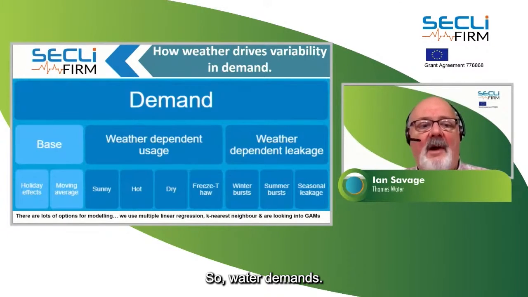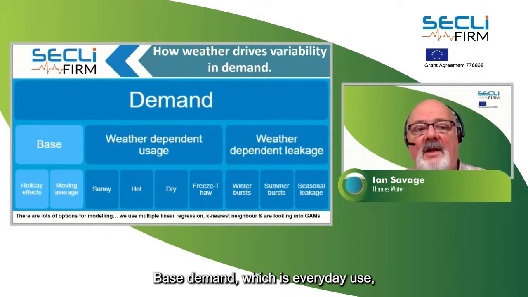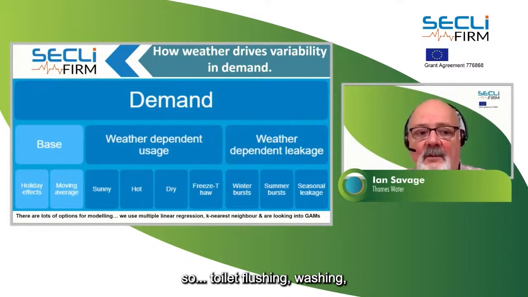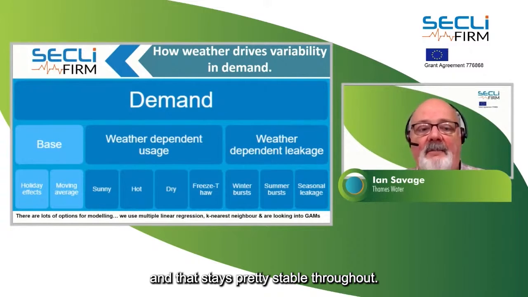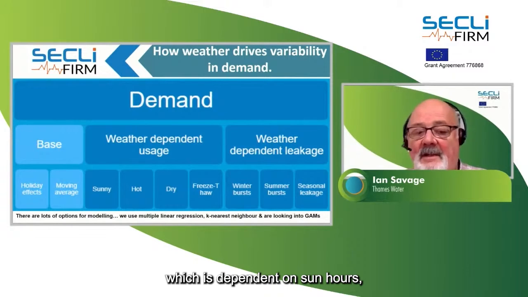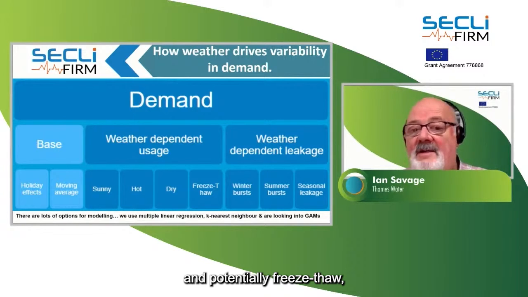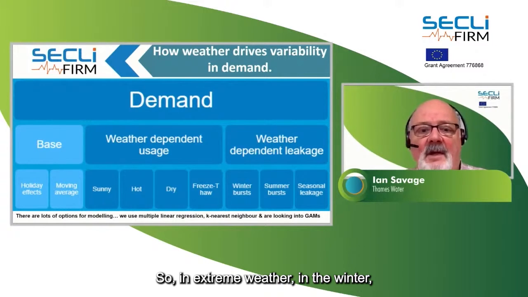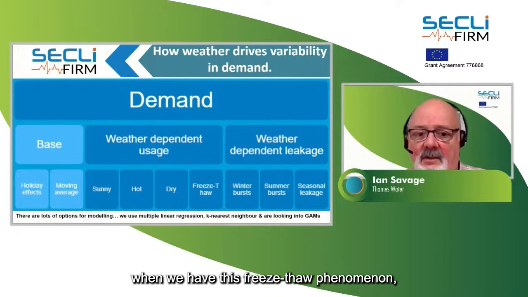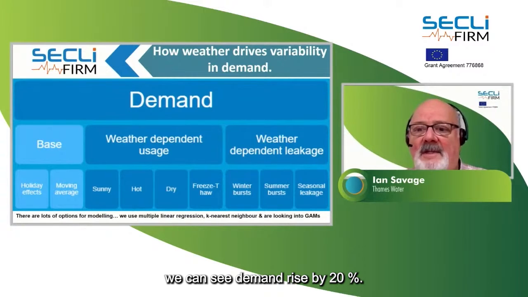So water demand is made up of 3 components. Base demand, which is everyday use: toilet flushing, washing, cooking, washing clothing, dishwashers, and that stays pretty stable throughout. Then we've got weather dependent use, which is dependent on sun hours, temperature, dryness, and potentially freeze thaw. So the weather dependent usage can be 20% of the base. In extreme weather in the winter, with this freeze thaw phenomenon, or a long dry hot spell in the summer, we can see demands rise by 20%.